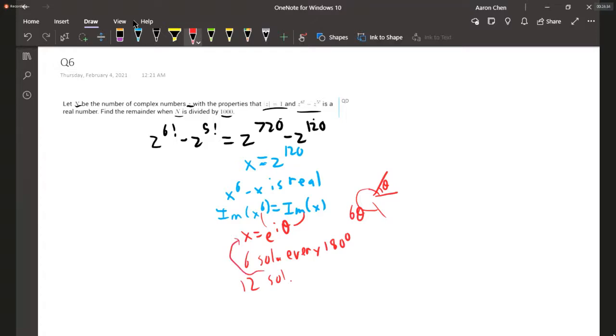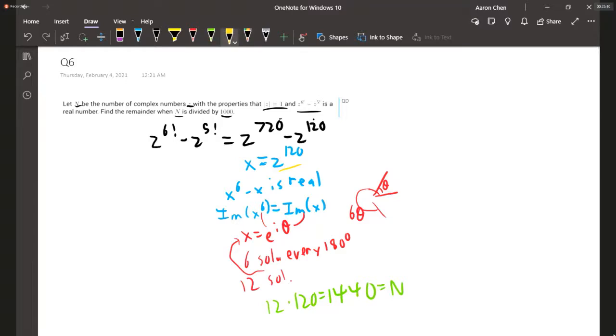And for each of these 12 values of x, sorry, each of these values of x is equal to z to the 120. And so that means there are 120 values of z for every x. And so the number of complex numbers z that work is 12 times 120, or 1440. And this is equal to n.